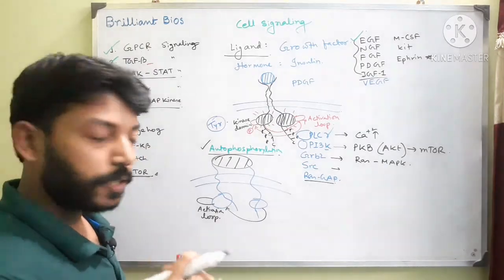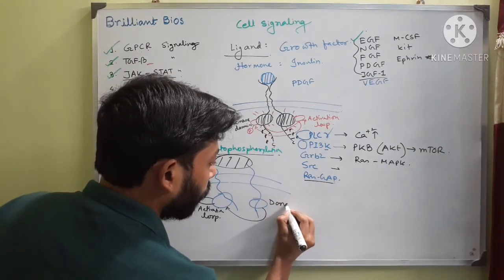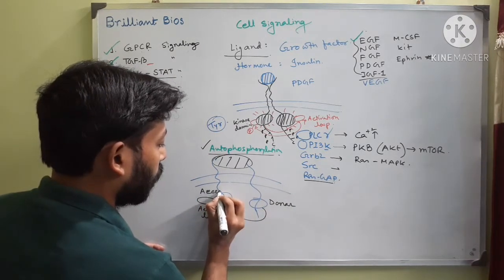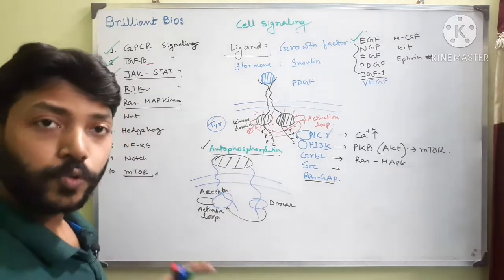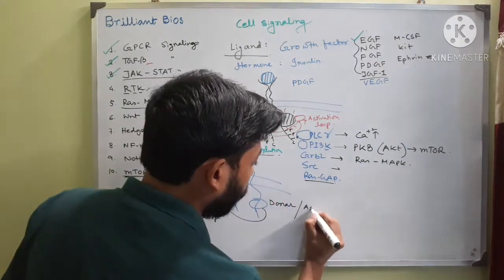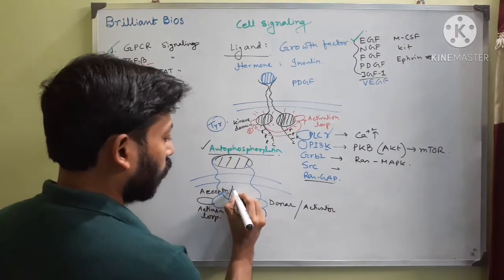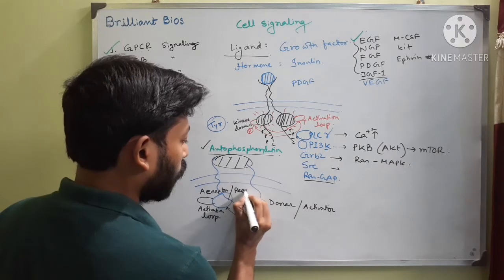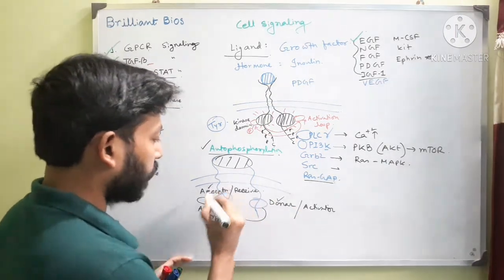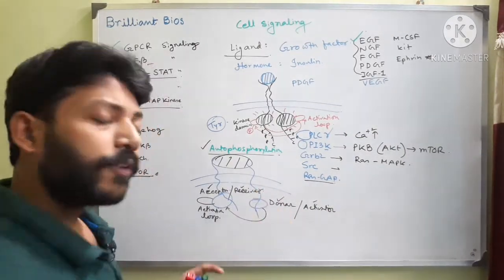In Lodish, it is said that this domain is called donor and this domain is called acceptor. But in Bruce Alberts, this same donor is denoted as activator, and this acceptor is called receiver. So the names differ in these two books. In Lodish, donor, acceptor; in Bruce Alberts, activator and receiver. But the function is the same.